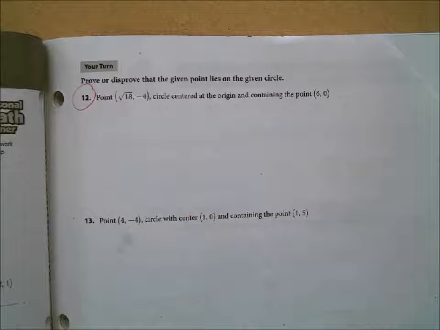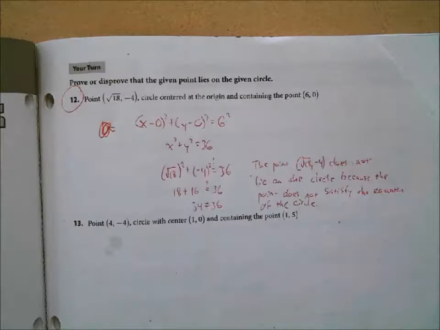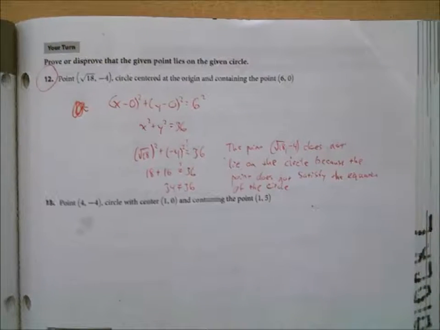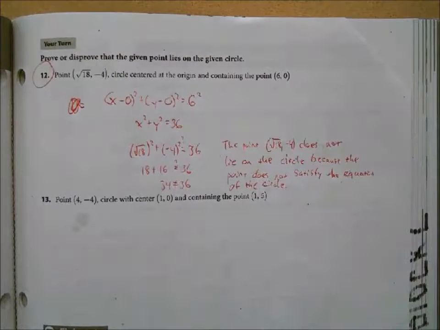All right, Preston, you got an answer for us, sir? Yeah. Okay, so does the point work or not? I said it doesn't work. It does not work. Okay, sounds good. Yeah, we end up getting 34 instead of the r squared of 36 that we need there. And so the point does not work. Okay, questions on any of that?